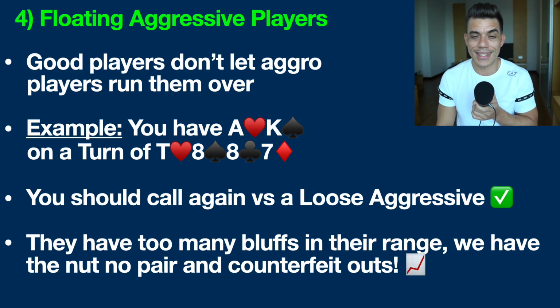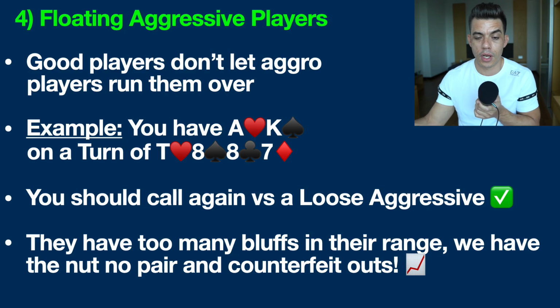Once again, you have ace king this time, ace of hearts and king of spades, and by the turn the board reads the 10 of hearts, 8 of spades, 8 of clubs, and 7 of diamonds. So guys, if a loose and aggressive player makes another bet here, you should often call again, and the reason why is because there are too many bluffs in their range.